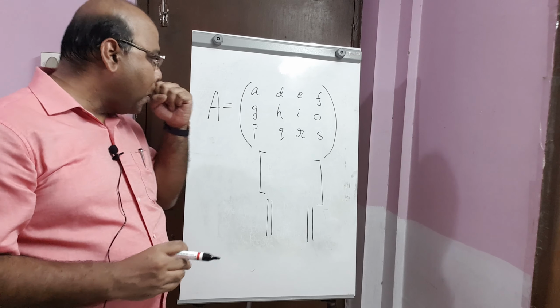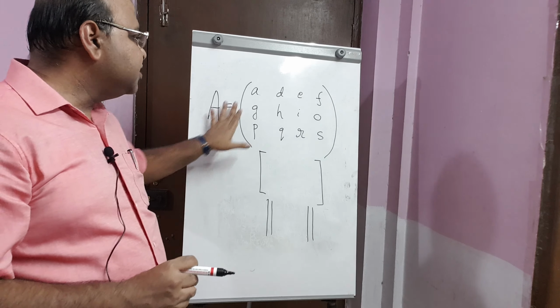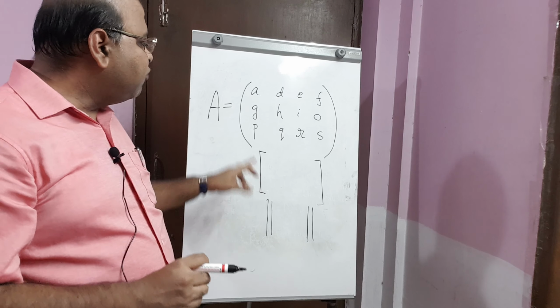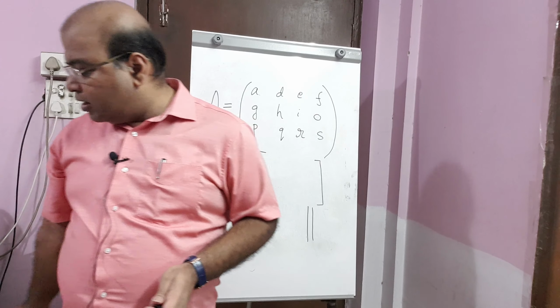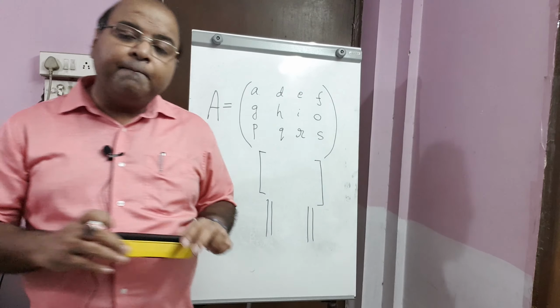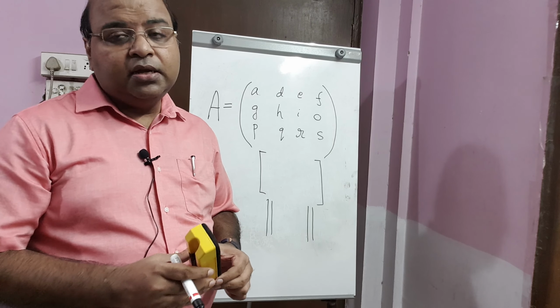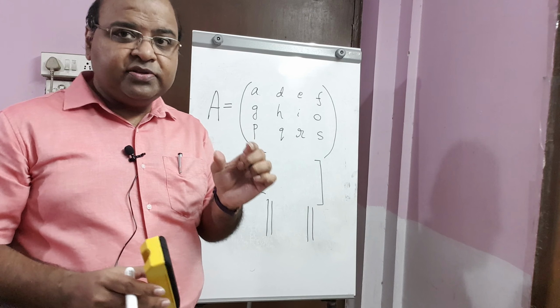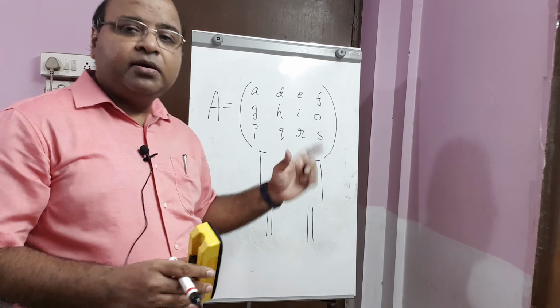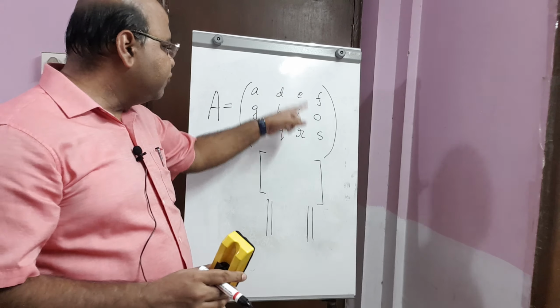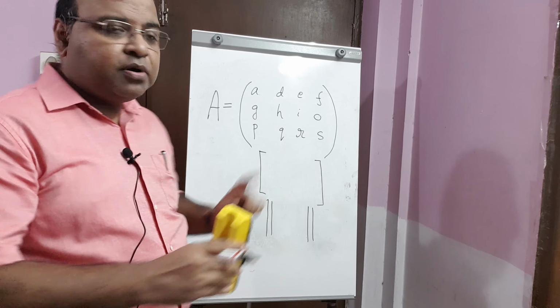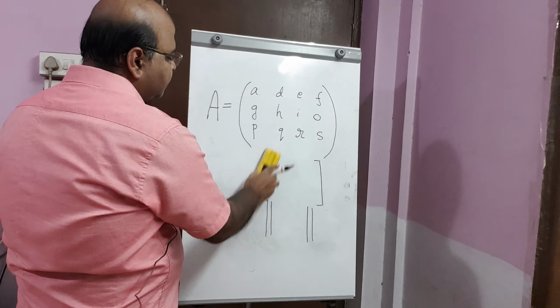Next is to define the order of such a matrix. So what do we mean by order of the matrix? By order of a matrix, we mean the number of rows multiplied by the number of columns. It is a pair of numbers expressed as number of rows multiplied by number of columns. Let me explain this.